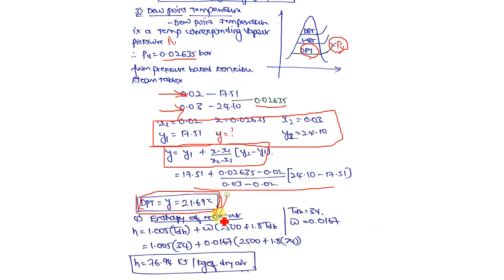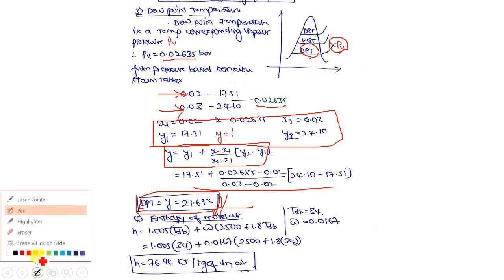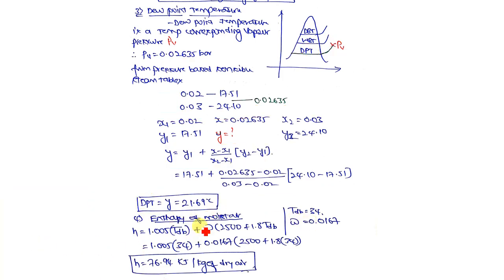Okay. Now, enthalpy of moist air. For this you have a particular formula which was given while explaining the psychrometric properties, which says specific enthalpy is given as 1.005 TDB plus omega, which is specific humidity, into 2500 plus 1.8 TDB. You know the value of TDB, you know the value of specific humidity, so substitute the things and calculate the enthalpy of moist air as 76.94 kilojoules per kg of dry air.